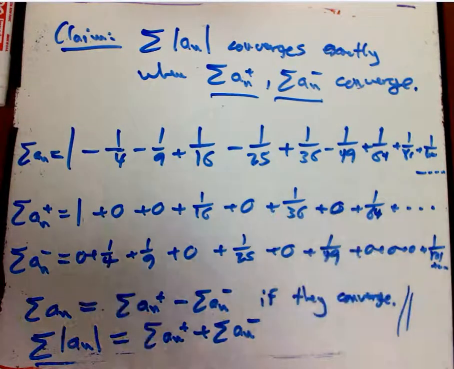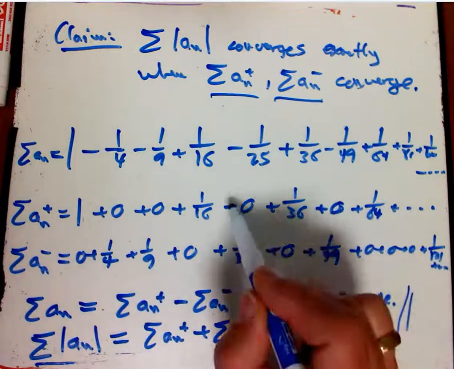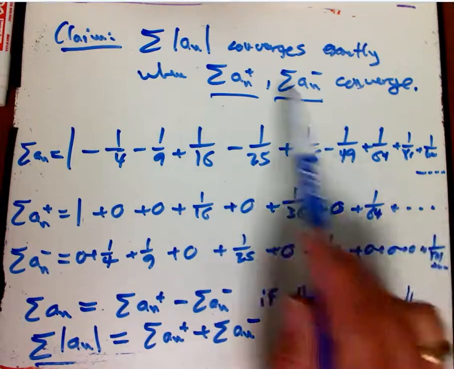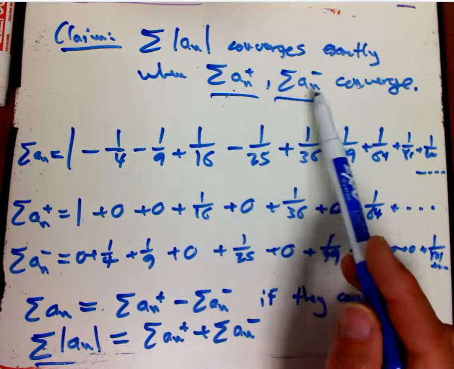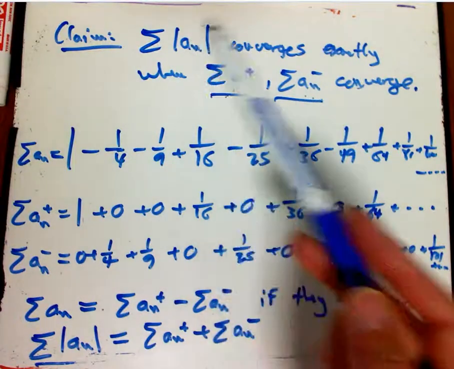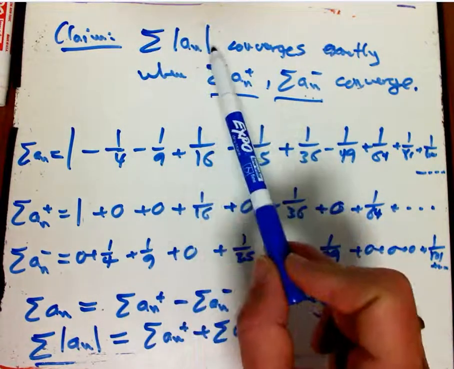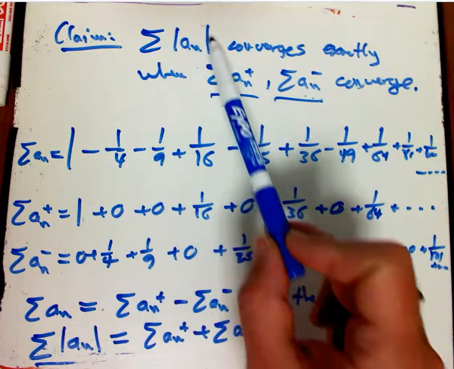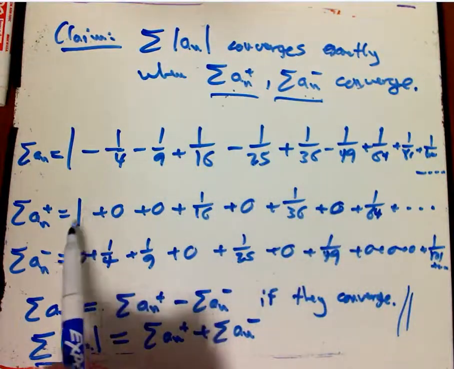Similar story with integration as well, if you prove various things about integration. Okay, so if these two guys converge, we have a theorem that says the sum of two convergent series converges, and that's this guy. Okay. If this guy converges, this guy is everything with all the plus signs.